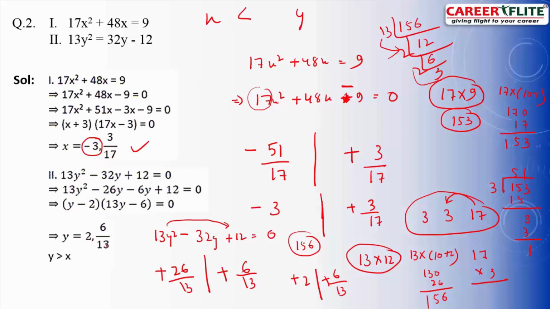And minus 3 with 6 by 13 less than y. Now compare the second value with the first value. 3 by 17 is less than y and 3 by 17 is less than 6 by 13. So y is greater than x. So we have y greater than x. So let us proceed to the next question.